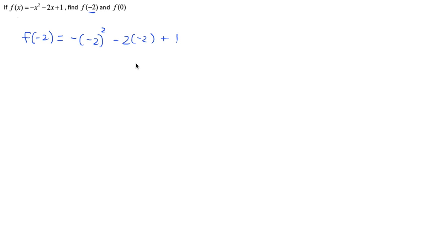Now we just want to make sure we do our order of operations. Remember, negative 2 squared is positive 4, but then that's going to become negative, so we get negative 4. This becomes negative 2 times negative 2, which is plus 4, plus 1. So when that all combines together, we get positive 1. Essentially, f of negative 2 is equal to positive 1.